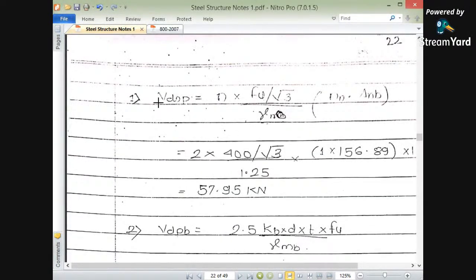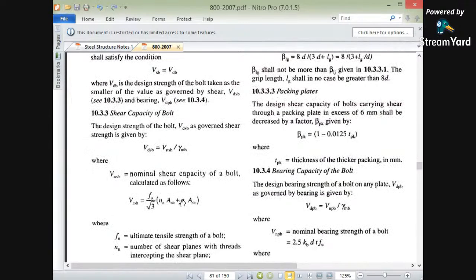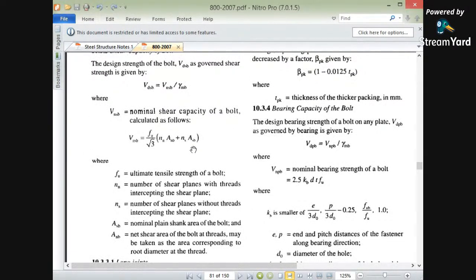So here V_dsb, with n as 2, we have taken f_u / sqrt(3) and gamma_mb; the same formula is used. What about this n_n A_nb and n_s A_sb? Here we have taken n_n A_nb, whereas n_s A_sb we have taken as 0. Why? Because we are considering no shank area. This A_sb is nothing but the shank area, so we are not considering the bolts in the shank area.